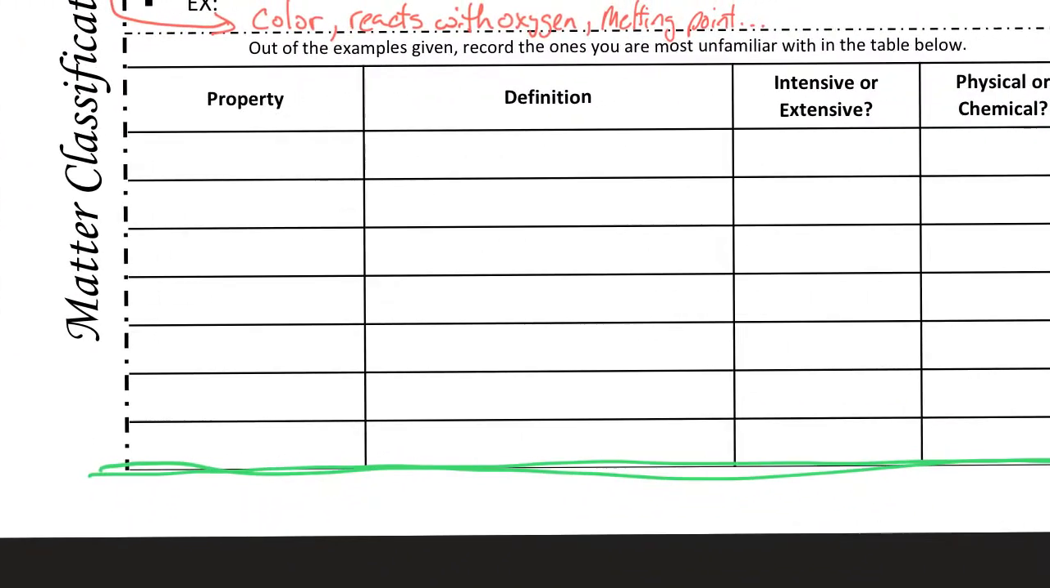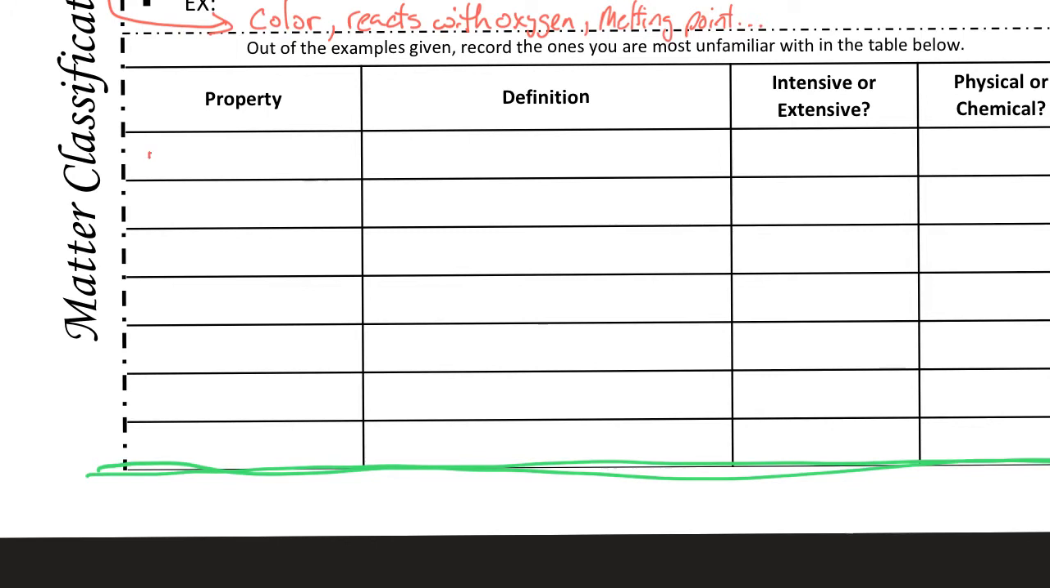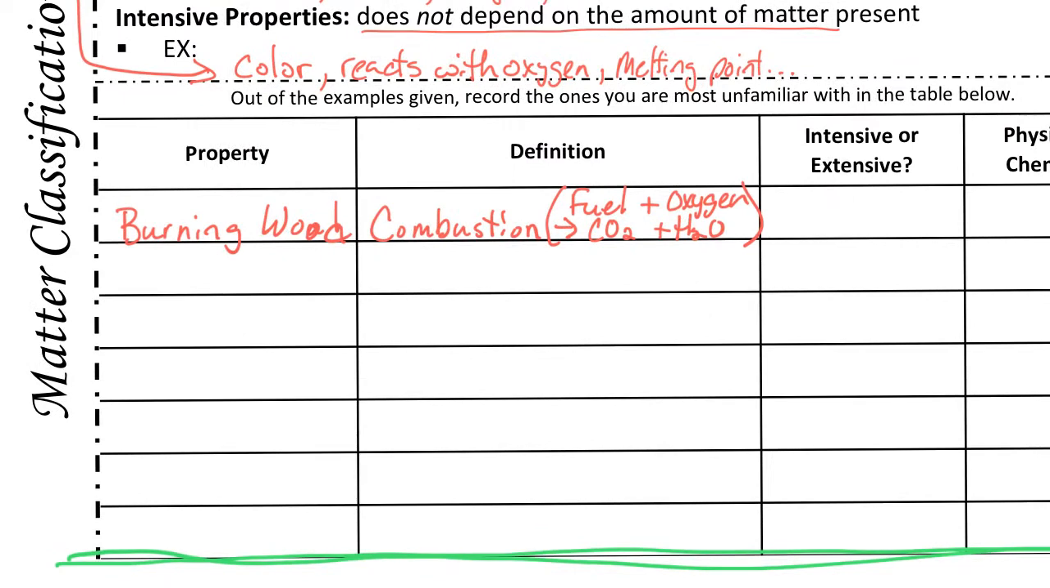And in class, we did some different examples. So I'll give you just a couple of them here. So burning, and let's just say I'm burning wood. The definition of burning wood, it's a type of combustion, which goes back to our types of chemical reactions. Combustion was one of them. And combustion is when you have a fuel reacting with oxygen, and that will yield carbon dioxide and water. Now, is this an intensive or extensive property? So if you're burning wood, it doesn't matter if the piece of wood is large or small. If it's wood, it will combust. So it doesn't depend on size, so that's intensive. It's a chemical property.